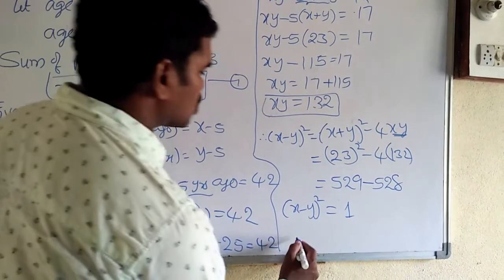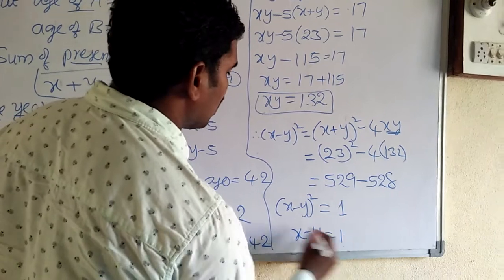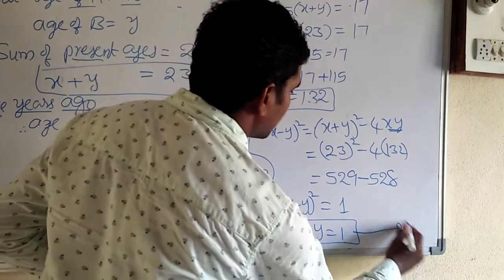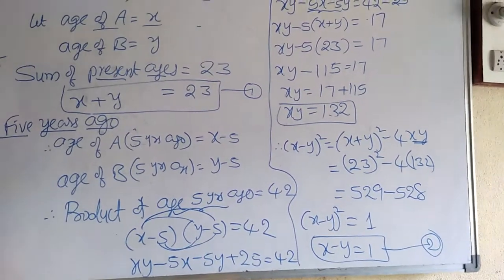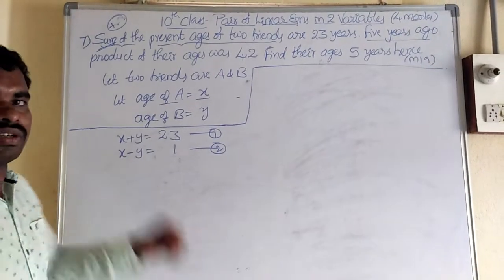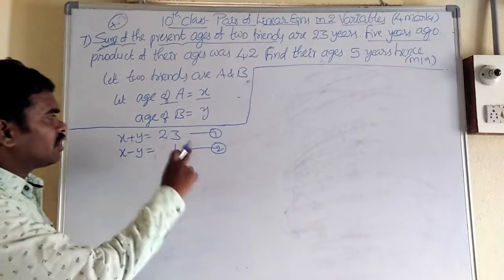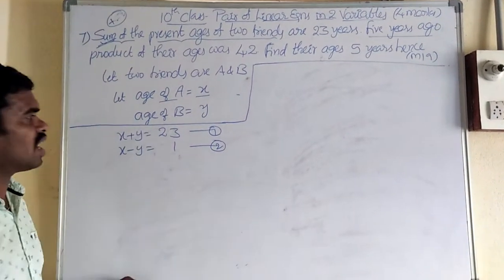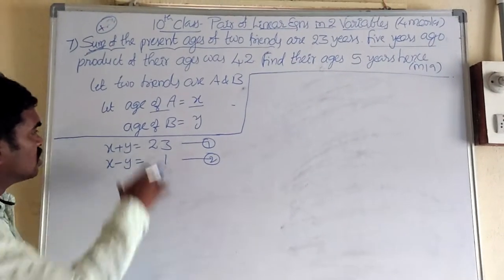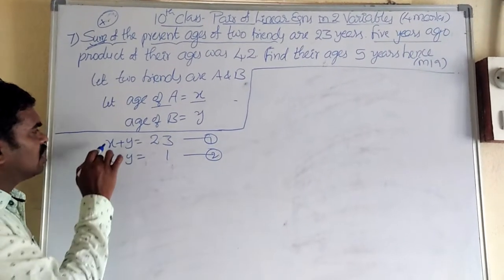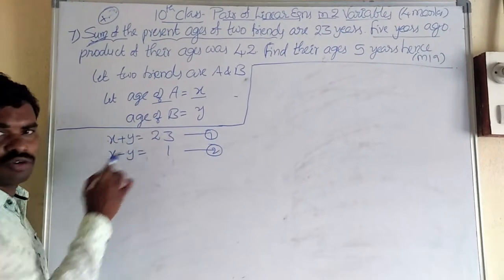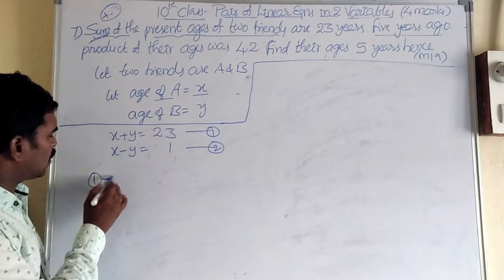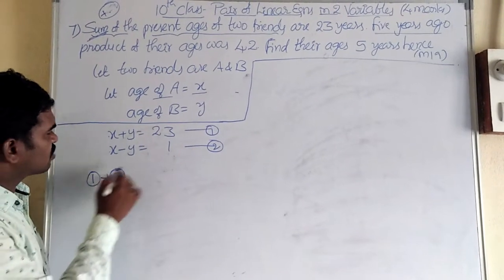Taking square root on both sides, we get x minus y equal to 1. Now this is taken as equation 2. We got two equations: one is x plus y equal to 23, one is x minus y equal to 1. So now I am going to solve these two equations. Here both x coefficients are same and y coefficients are same, so adding equation 1 and 2.